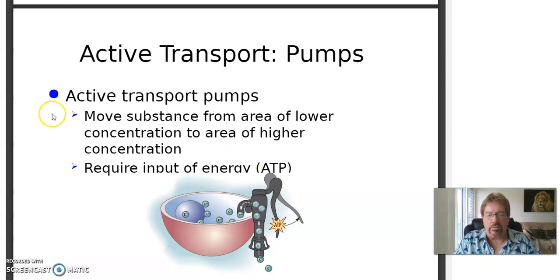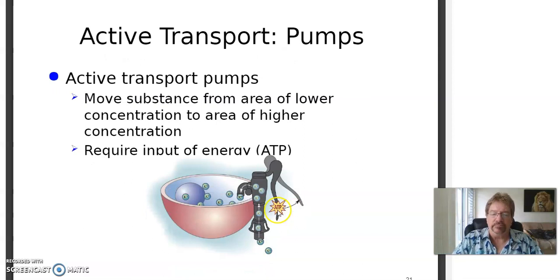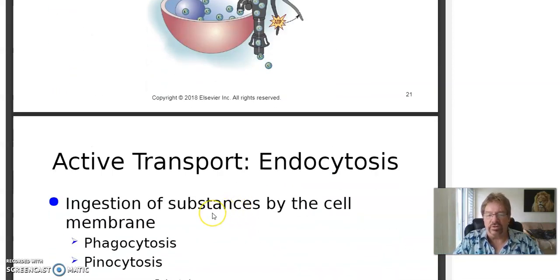Active transport pumps move substances from an area of lower concentration to an area of high concentration. See, that's why you need the energy, guys. It'll do it naturally if it's from high to low. But going against the gradient, low to high, takes energy. It requires the input of energy, and of course the energy in all living things is adenosine triphosphate, ATP. So here's an old-fashioned pump handle, showing how you got to put some elbow grease in it.